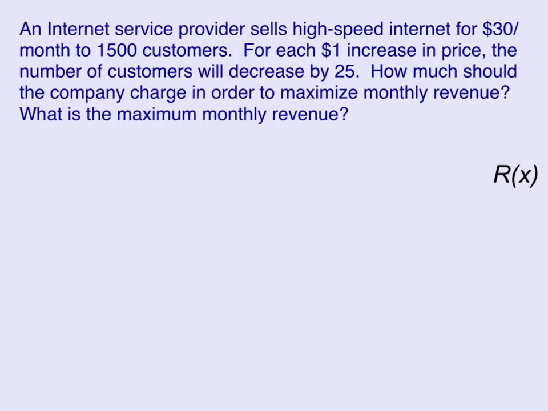Here's our second example. An internet service provider sells high-speed internet for $30 a month to 1,500 customers. For each dollar increase in price, the number of customers will decrease by 25. How much did the company charge on a maximized monthly revenue, and what is the maximum monthly revenue?